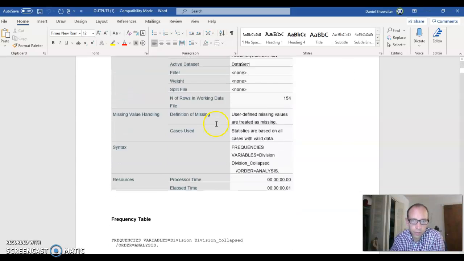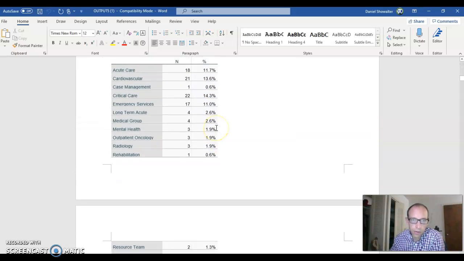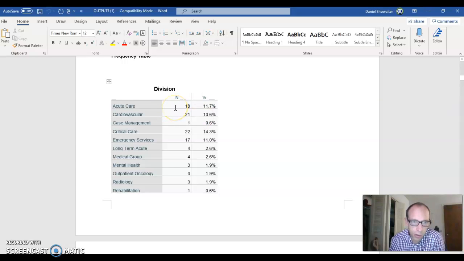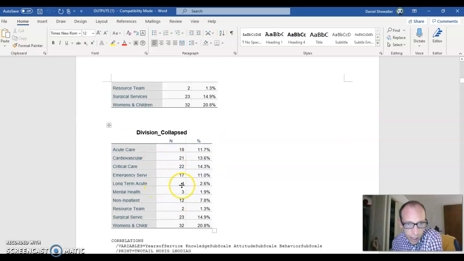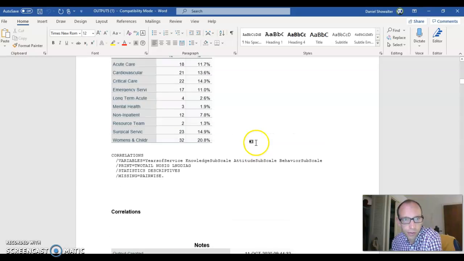Okay. Well, the first thing we have is a frequency table of divisions, the number of respondents that were in that division. This is the entire set, and then the collapsed division, just so you can see them back to back, what they look like before and after.